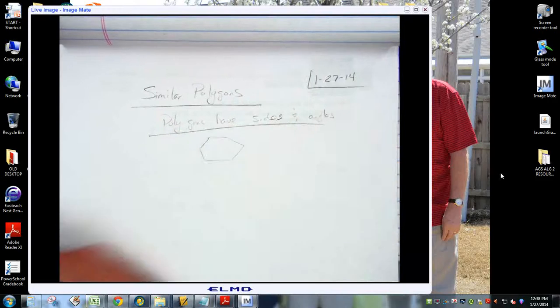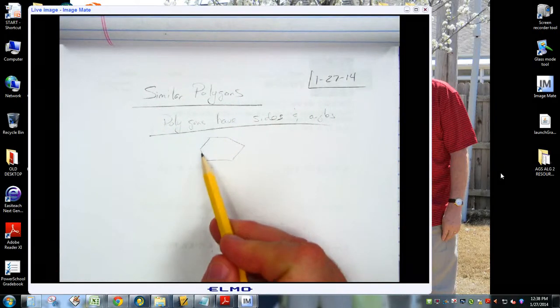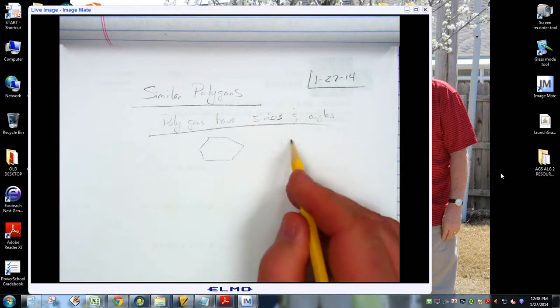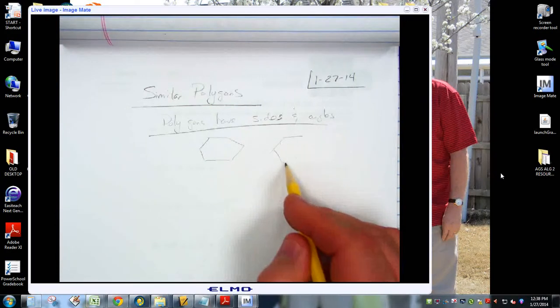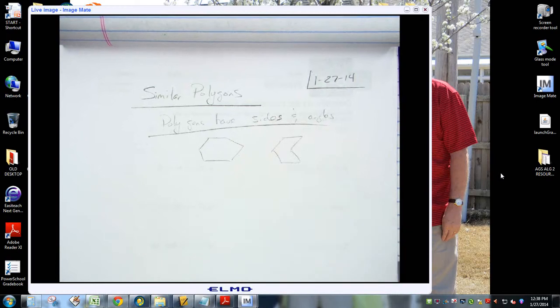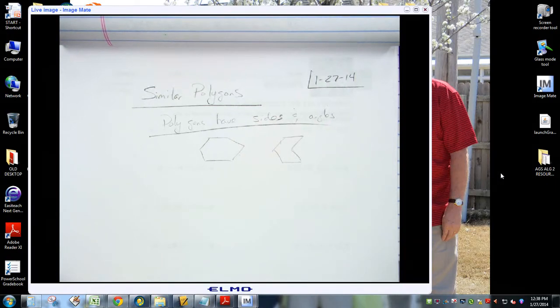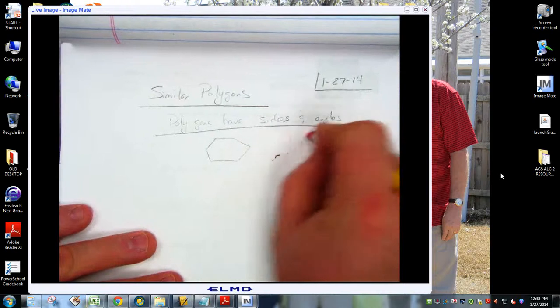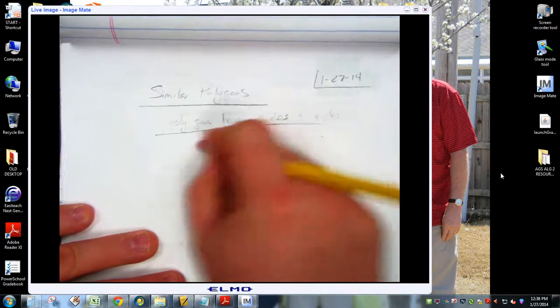1, 2, 3, 4, 5, 6. That's a hexagon. That's a convex hexagon. What kind of polygon is that? Concave. Because it caves in, right? But for the most part, we're going to deal with convex ones. Okay?